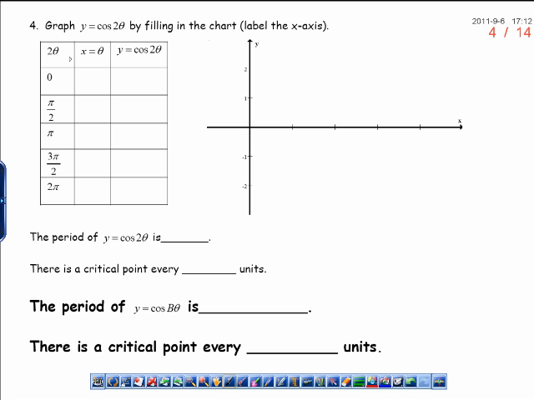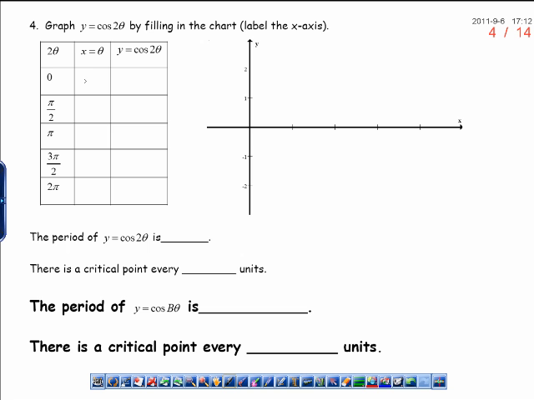Okay, problem number 4. Graph y equals cosine 2 theta by filling in the chart, and we're going to label the x-axis. Notice that these tick marks are not labeled, and we need to do that. I'm going to do this one a little bit different than last time, just to make sure that everybody is understanding how we're getting our theta here. It's that we're dividing each time by this number 2. Let's go ahead and fill in this whole column, and then we'll go back and fill in the y column.